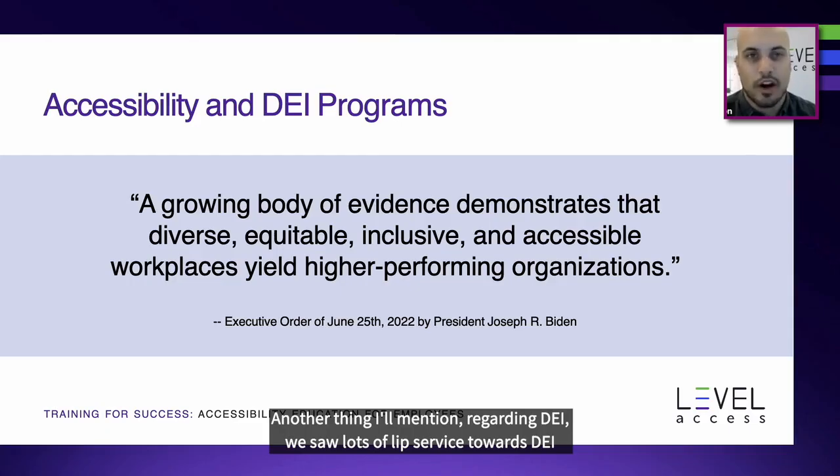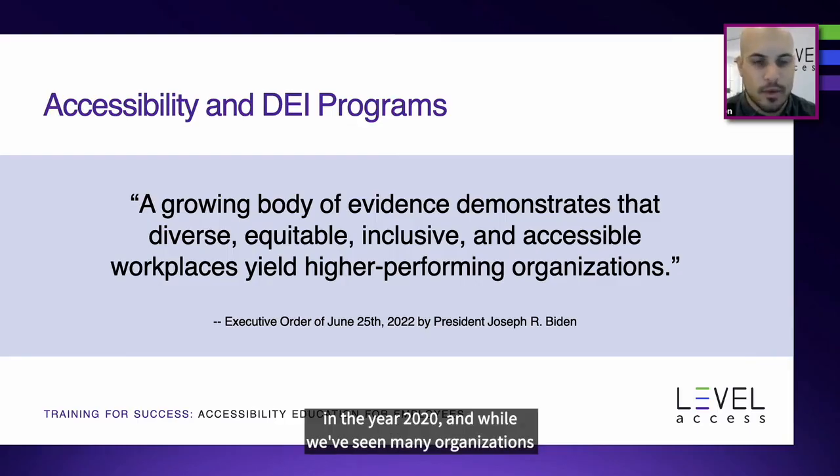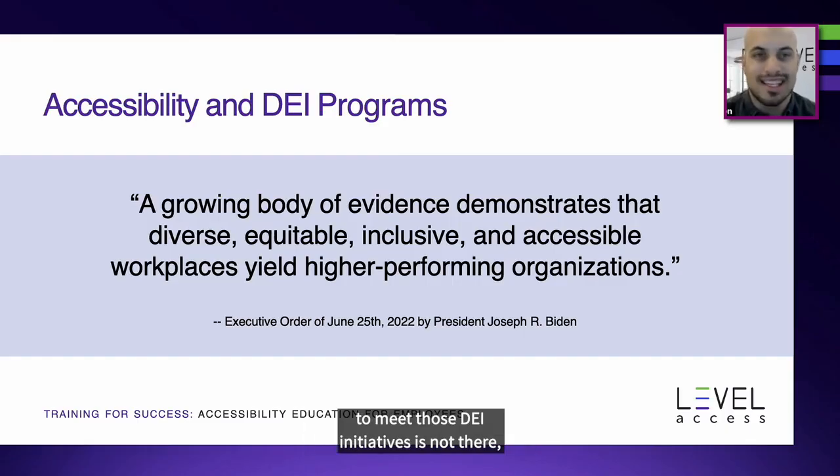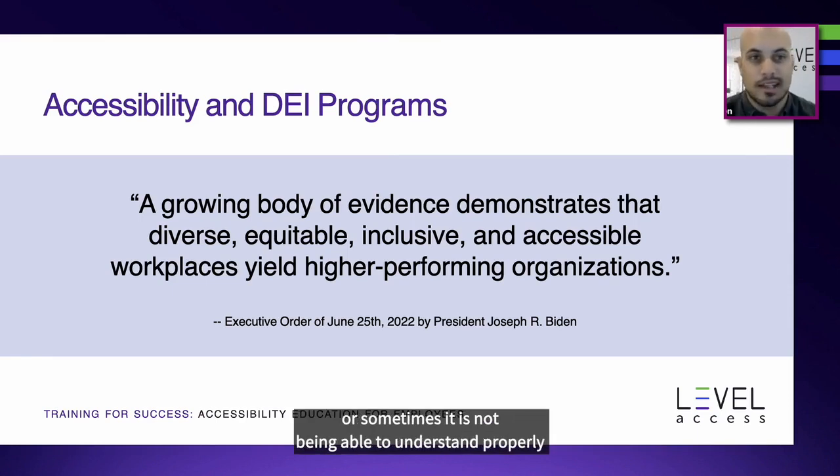Another thing I'll mention regarding DEI, we saw lots of lip service towards DEI in the year 2020. And while we've seen many organizations follow through on those commitments, we've seen many who have not, right? And that's not to say that the commitment or the willingness to meet those DEI initiatives is not there, but sometimes it's the funding that falls through, or sometimes it is not being able to understand properly what that means in practice, right? To set up an accessibility or inclusivity training program.